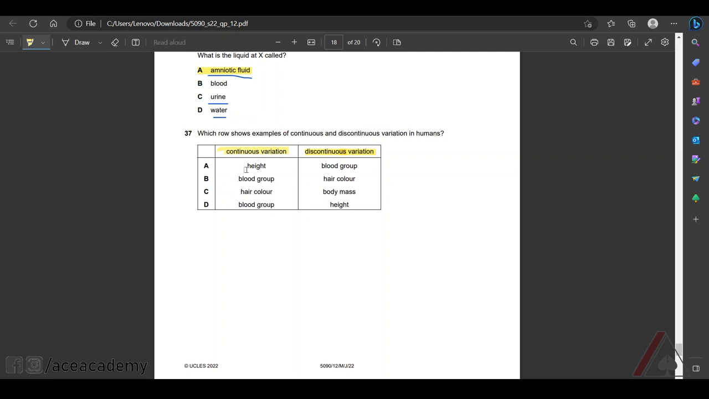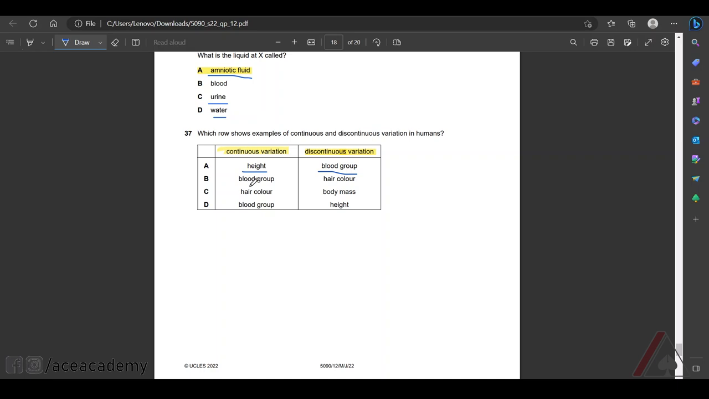For option A, the continuous variation example is height. Now, this is correct, because in height, there are ranges, such as you can be 5'1", 5'2", 5'3", in the range, and it can be affected by other factors such as exercise and diet. So A is a correct example of continuous variation. And in discontinuous variation, the example is blood group. Again, this is also a correct example, because blood group is divided into a few distinct groups, such as you can have blood group A, or you can have blood group AB, AB positive. There's nothing in between those two groups. So option A is actually correct, but we'll still look at the other options.